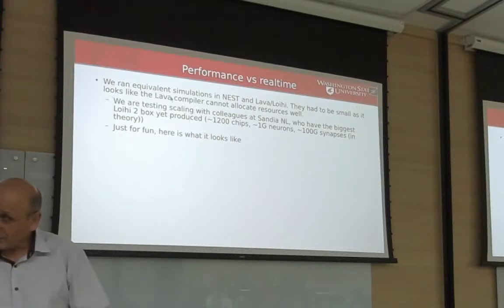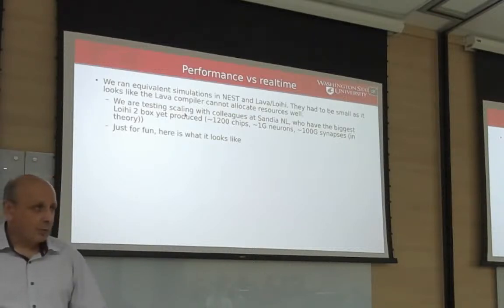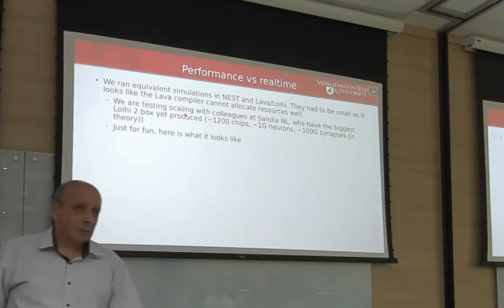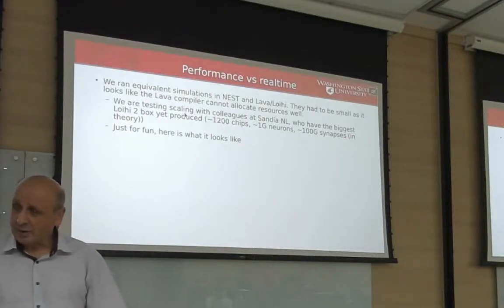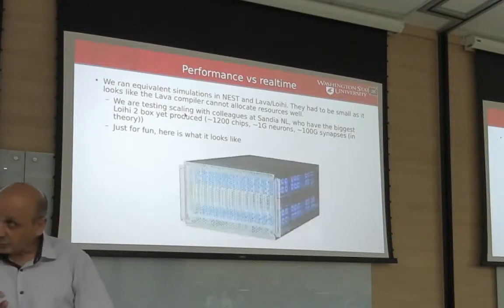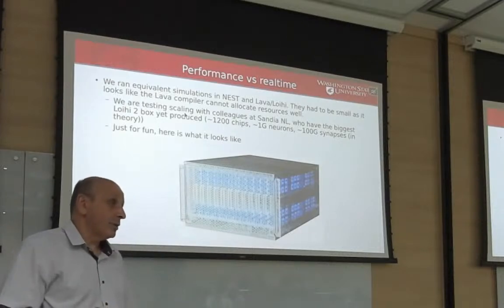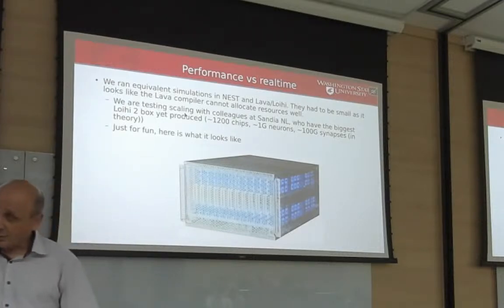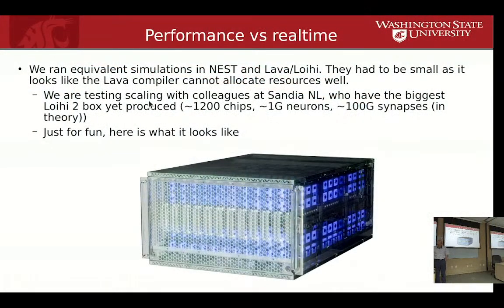They're saying that maybe when they have a bigger box of Loihi, we can run bigger networks. Colleagues at Sandia National Labs in the United States just received a box from Intel with about 1,000 Loihi chips, and in theory it can take about 1 billion neurons. So we'll try that there to see what constraints they have.